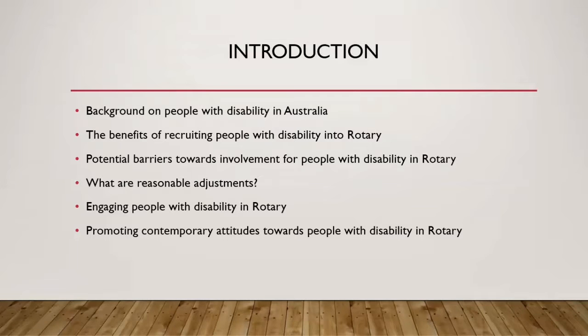Okay, so today we're going to cover a few different topics, and these are quite broad topics, so hopefully at a later stage we can go into more detail. But today we'll just stick with some of the basics. The first thing we'll look at is the background of people with disability in Australia. Secondly, we'll look at the benefits of recruiting people with disability into Rotary. Next, we'll look at the potential barriers towards involvement for people with disability in Rotary. Then we'll look at what are reasonable adjustments and how they can address barriers. Then we'll look at engaging people with disability in Rotary. And lastly, but not least, we will look at promoting contemporary attitudes towards people with disability in Rotary.